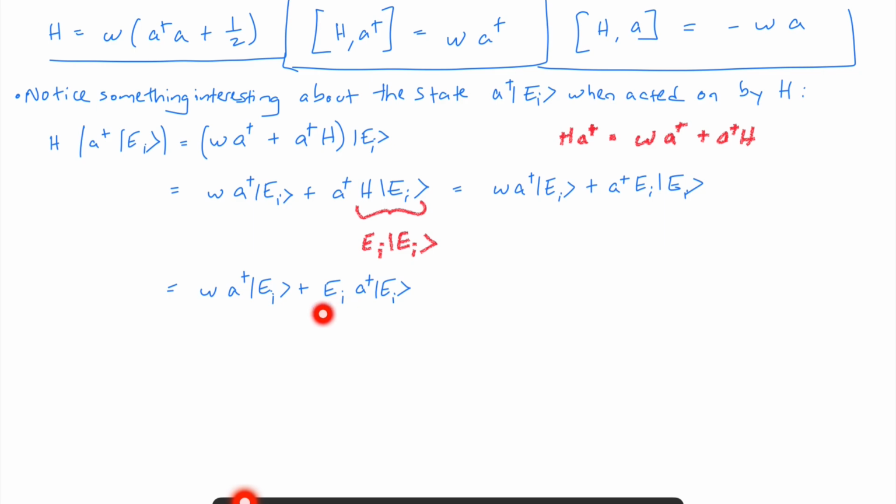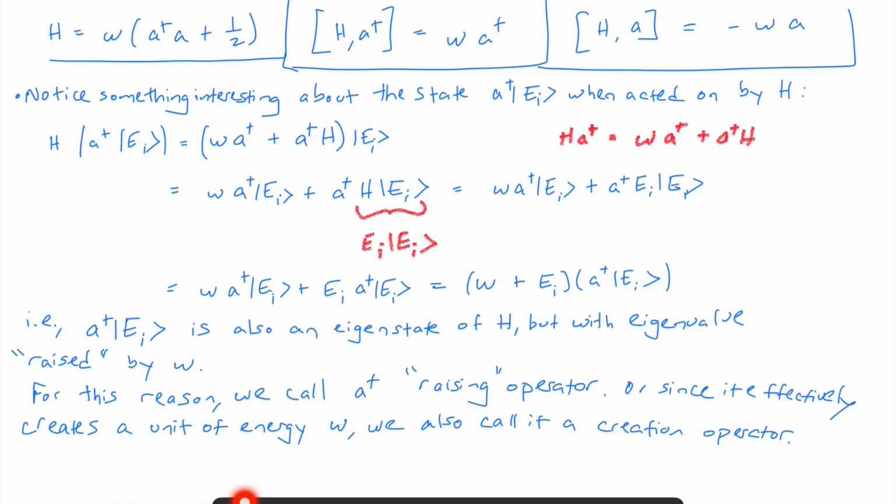So I can pull the EI out here and just put the a dagger over here. So this is the final expression I'm getting here. And of course, I can factor out an A dagger EI, which is the same in both terms, and get this final expression. What this means is that I start with A dagger EI, hit it with the Hamiltonian, and I still just get A dagger EI, but just multiplied by some number. And this number is whatever EI was, which is the original energy, plus omega.